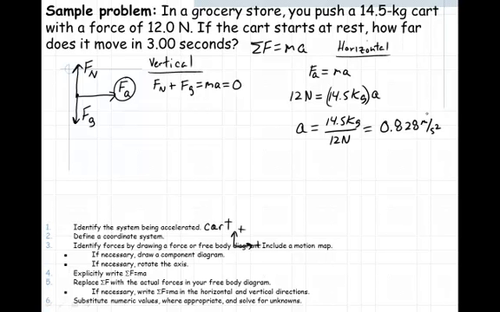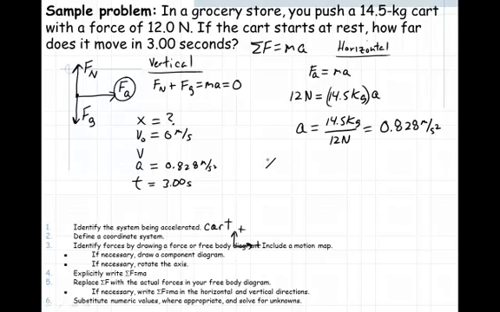Now to figure out how far it moves in 3 seconds, we therefore go to our strategy. So our strategy always starts off with x, v initial, v, a, and t. We know the acceleration because we just solved for that. That's 0.828 meters per second squared. It starts from rest, so our initial velocity is 0 meters per second. And we want to know how far it moves in 3 seconds. And because it's asking how far, our unknown is our displacement x.